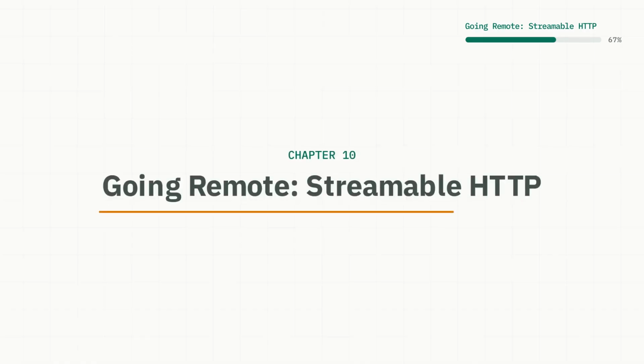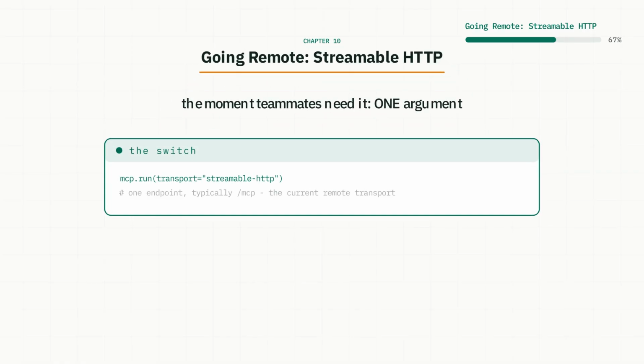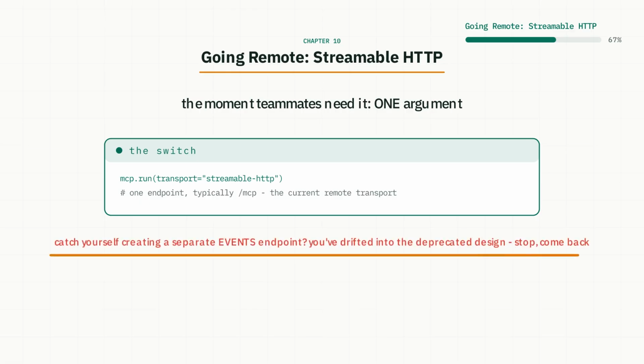Chapter 10, Going Remote. Everything so far ran locally over standard I/O, which is right for personal tools. The moment your teammates need this server, you switch transports, and in the SDK that's one argument, transport equals streamable-http on the run call. Your server now listens on a single HTTP endpoint, typically /mcp, speaking the current remote transport from Part 1. One endpoint.